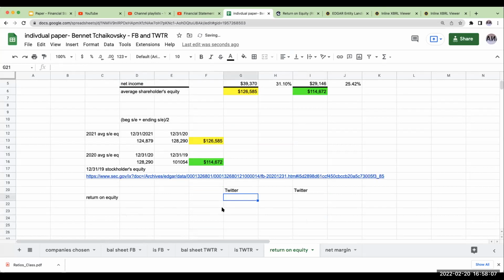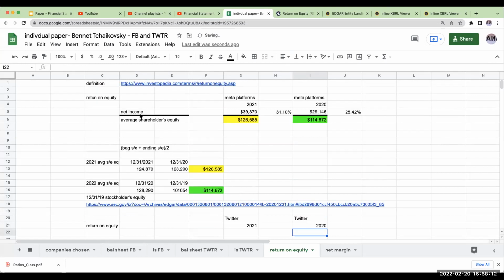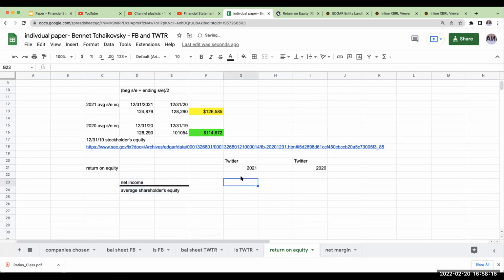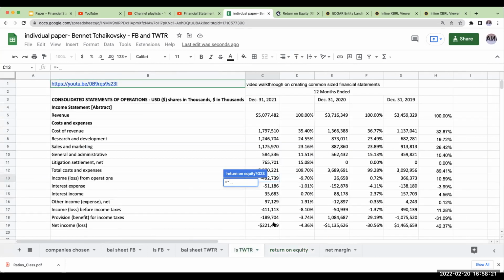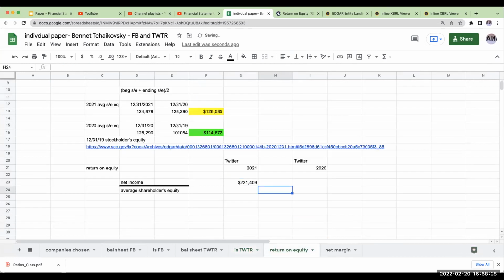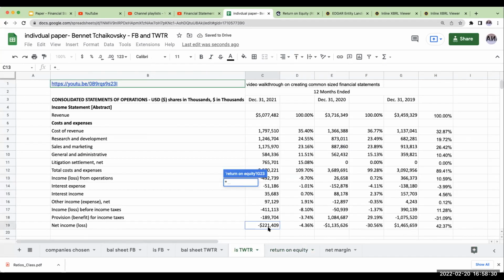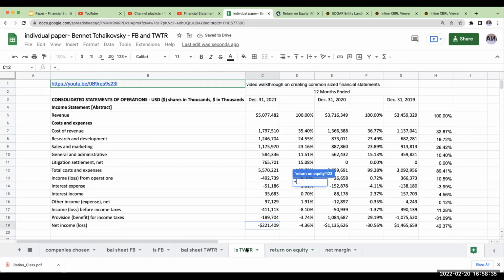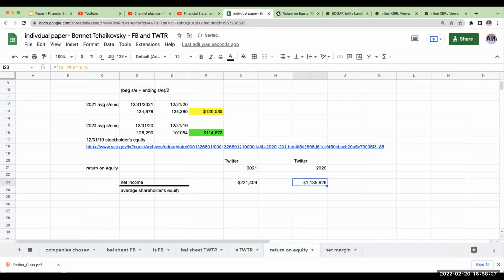And again, what's going to be the ratio? Well, right over here, we're going to have our net income. And my net income for Twitter is actually going to be a net loss. So over here, we have a net loss of roughly about 221 million. And in 2020, we also had a net loss of about 1.1 billion.